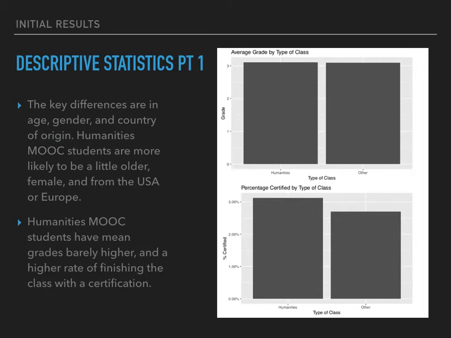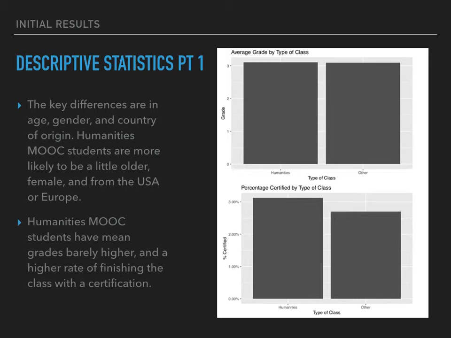Now, looking at the average grade by the type of class and the percentage certified by the type of class, you see that the average grades between humanities MOOC students and other MOOC students are virtually the same. There's a tiny difference where humanities MOOC students come out a little bit on top. Now I did test to see, is that difference statistically significant? I found out that yes, it is.